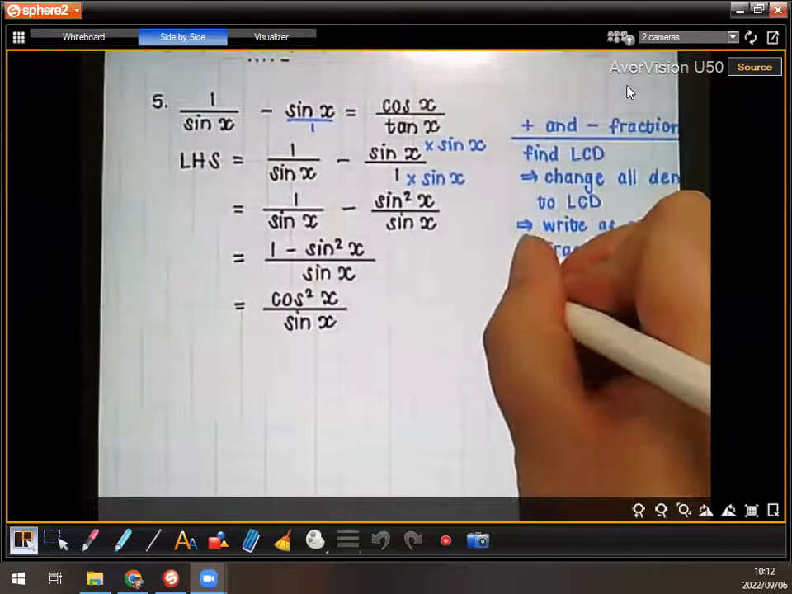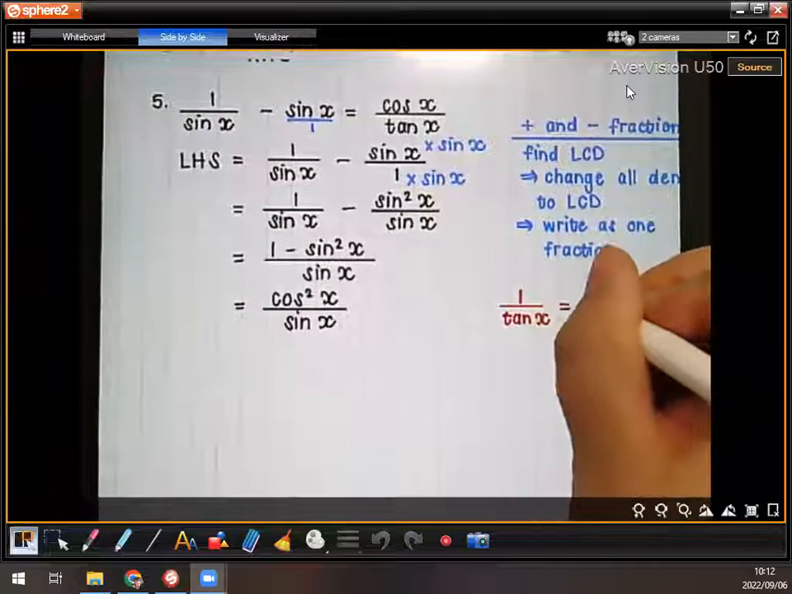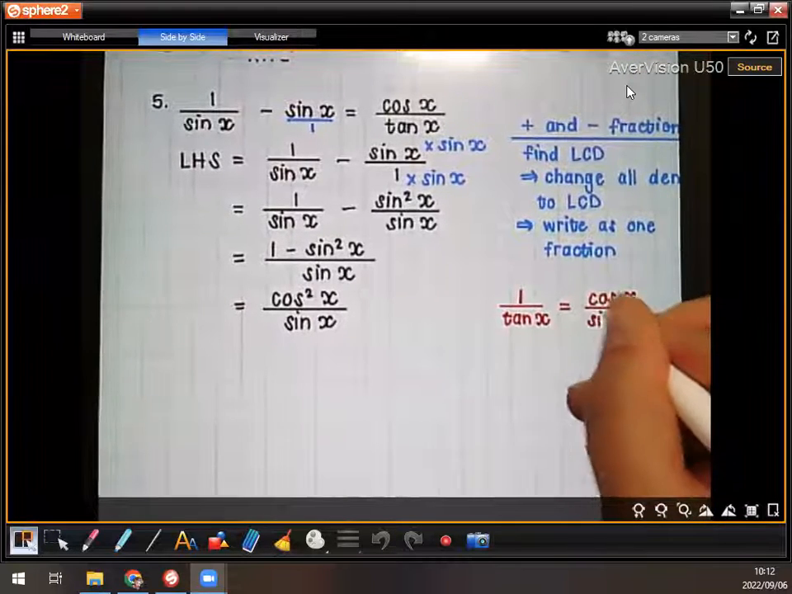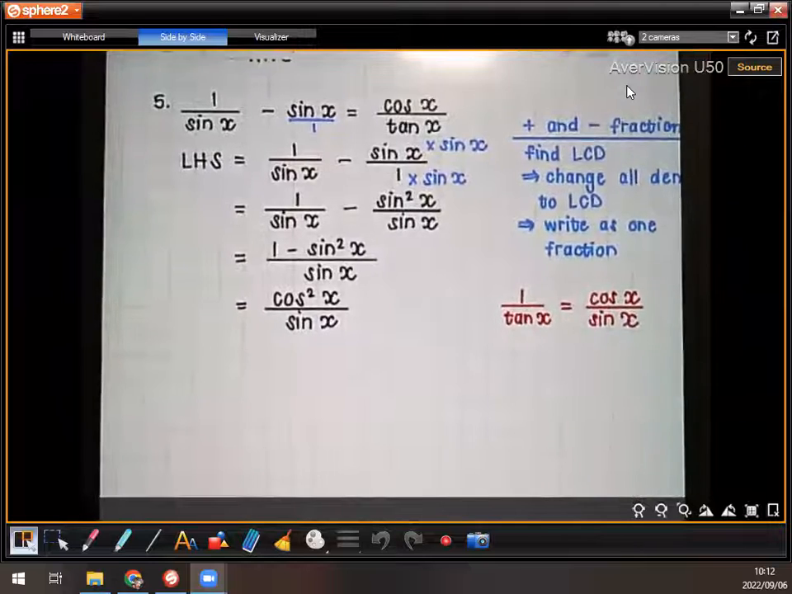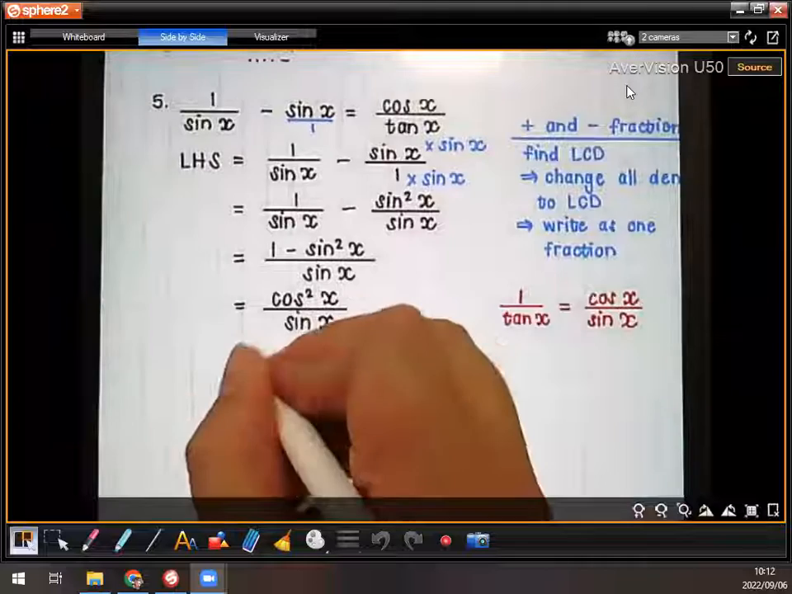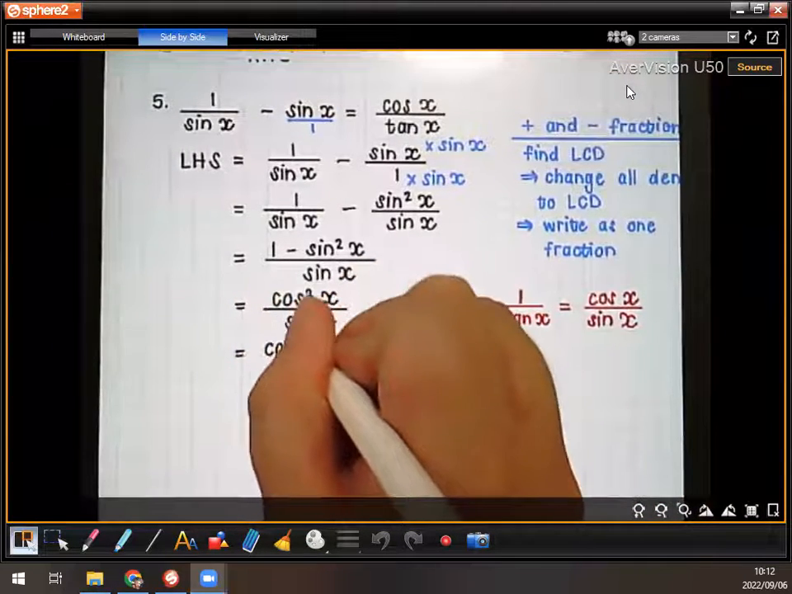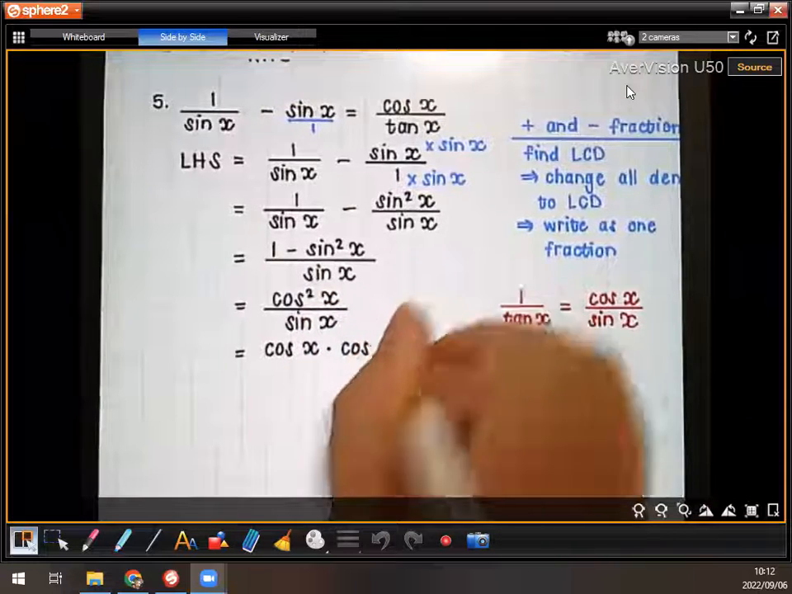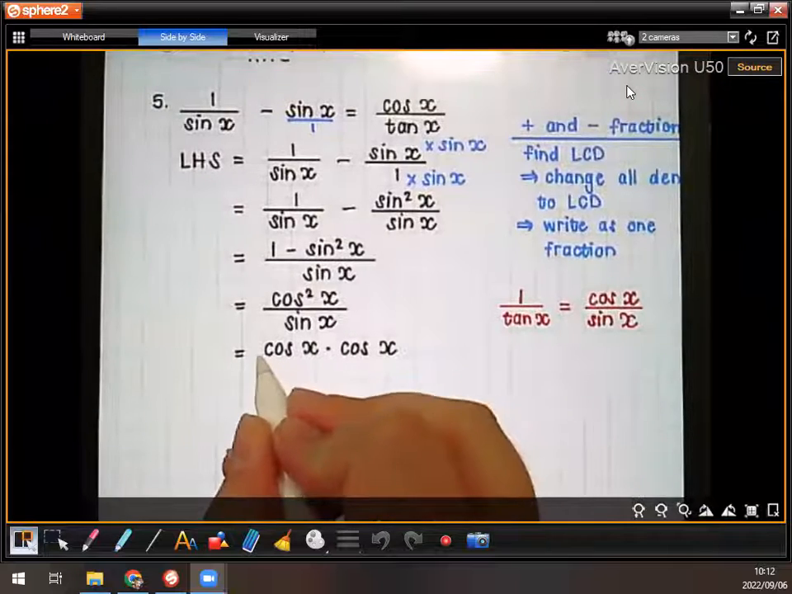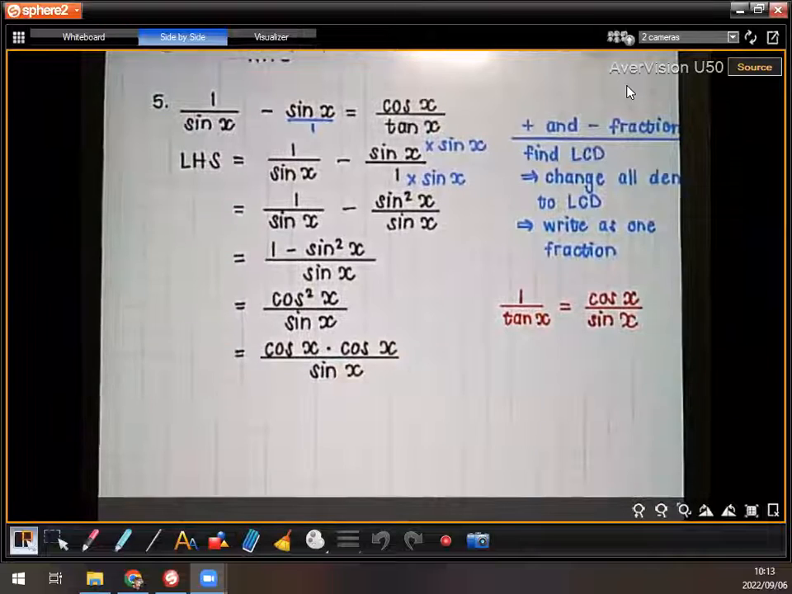Now I'm going to write this on the side. 1 over tan x was cos over sin. You guys remember that? We said that tan was sin over cos, but in swapping around, 1 over tan is cos over sin. So guys, look at what I'm going to do now. I'm going to rewrite cos squared x as cos x times cos x. Do you agree that it's the same thing, right? Cos x times cos x is the same thing as cos squared x, and that is over sin x.